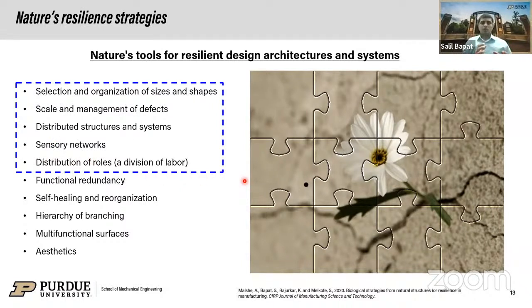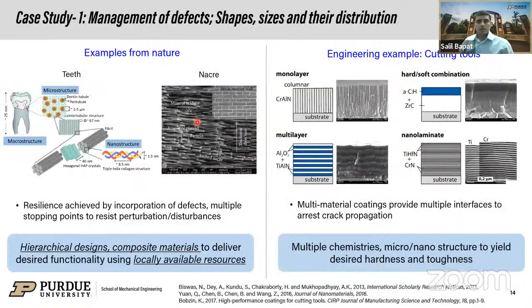In the next few slides, I have a case study from nature that talks about one of these parameters or tools and its manufacturing equivalent, or how it can be used in a manufacturing setup. So the first case study is the management of defects and shapes and sizes. The example from nature is a human tooth. If you have not seen the architecture of a human tooth, it is a beautiful hierarchical structure where, going from a nanostructure to a microstructure to a macrostructure, you have multiple defects that come into the picture.